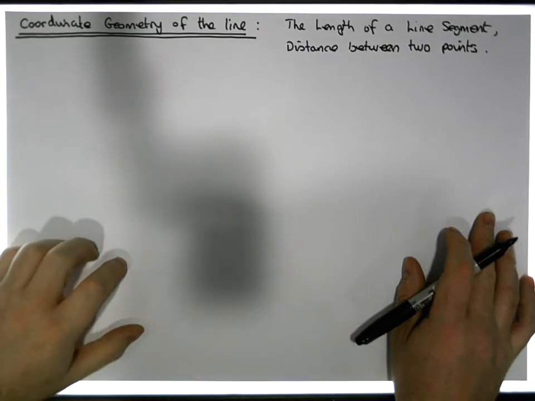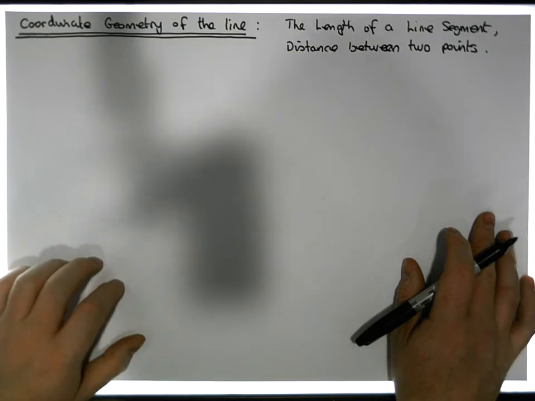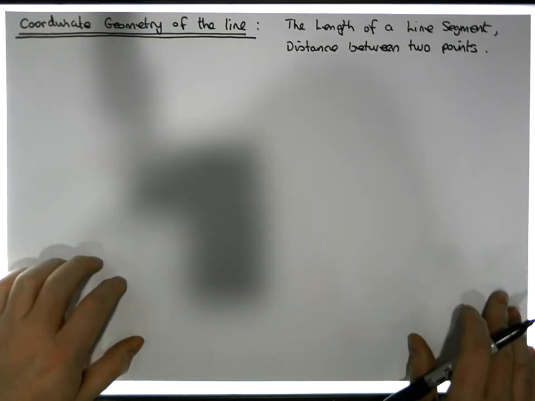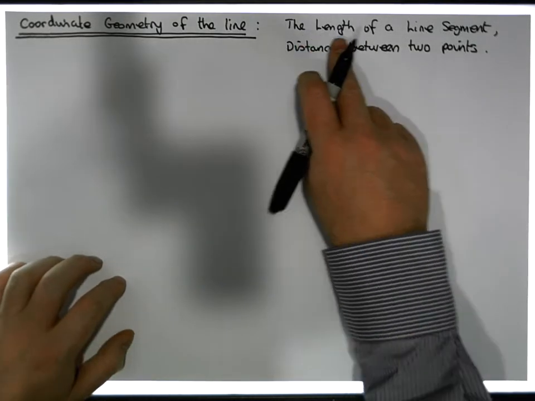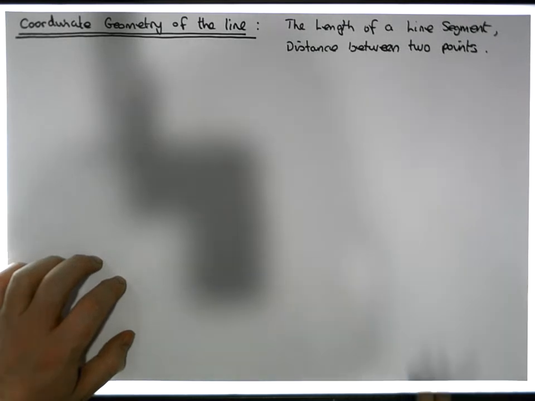This short video is another in our series dealing with the coordinate geometry of the line. It's going to be pretty quick. It's about how to calculate the length of a line segment, or, to put it another way, how to calculate the distance between two points.